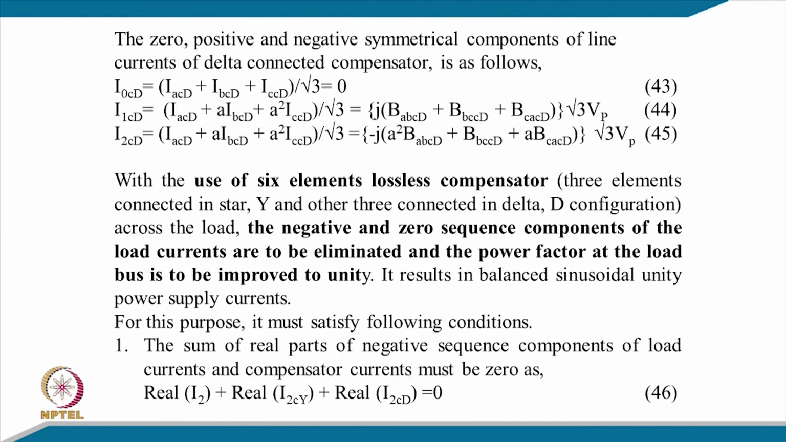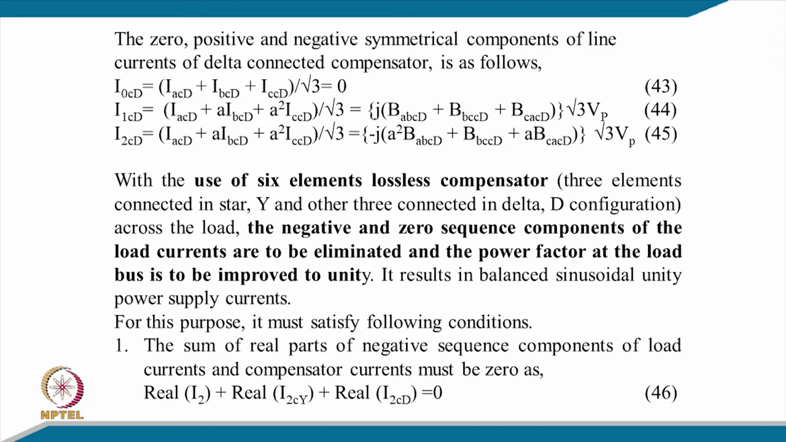Well, similarly, the 0 sequence, positive sequence and negative sequence symmetrical components of the line current of the delta connected compensator can also be written as follows. So, I0CD, the 0 sequence current of the delta connected compensator, can be written as (IACD plus IBCD plus ICCD) divided by root 3 equal to 0, because there is no connection of the delta connection to the neutral. So, certainly the 0 sequence current from the delta compensator cannot flow.